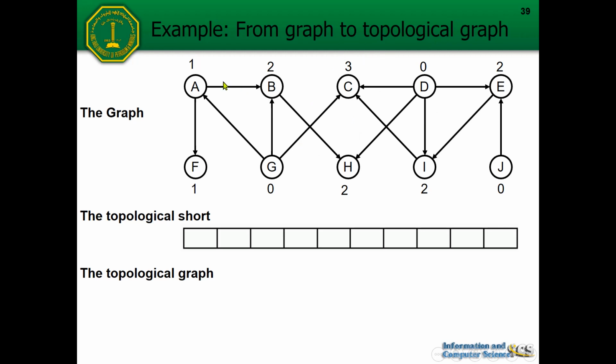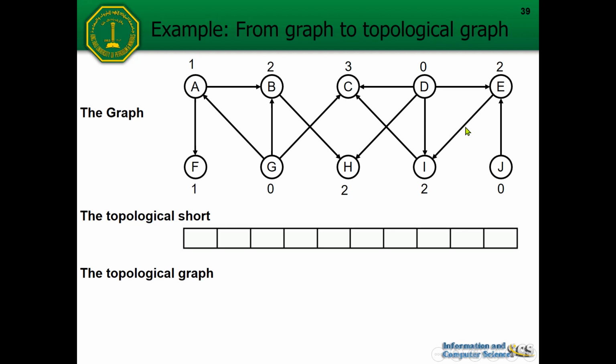Okay, what we need to do as the first step is to calculate the in-degree. You can see that we already have that information for vertex A. The in-degree is 1 because there is one in-link for A. For B, the in-degree is 2 because there are two in-links. For C, the in-degree is 3 because there are three in-links. You can calculate the in-degree for the remaining nodes, then you will get those numbers.